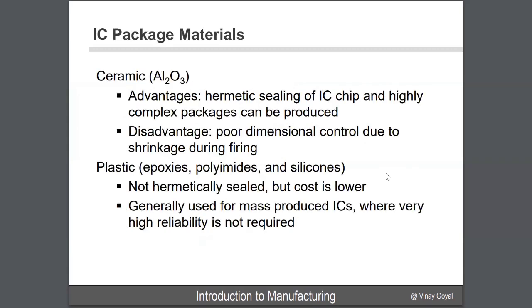That increases the number of devices in the circuits, which means you may need some other way of going about this. For the packaging materials, we talked about this before, but going a little bit deeper: ceramic is one of them. The advantage is that it provides a hermetic seal. The disadvantage is that it provides poor dimensional control. We also use plastics that are not hermetically sealed but cost a lot lower, and are generally used for mass production of integrated circuits where you don't need high reliability.